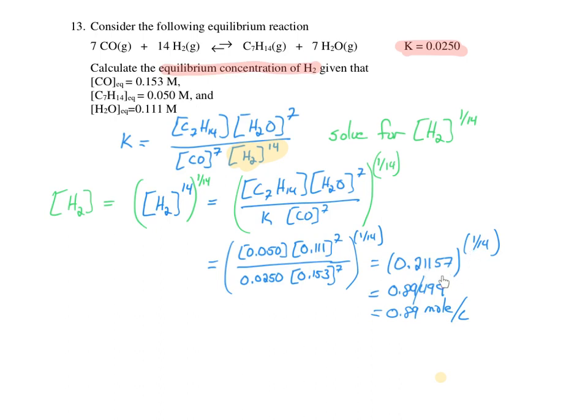Now when you're putting this into your calculator, make sure you include these parentheses. And we get to our final answer of 0.89 moles per liter.